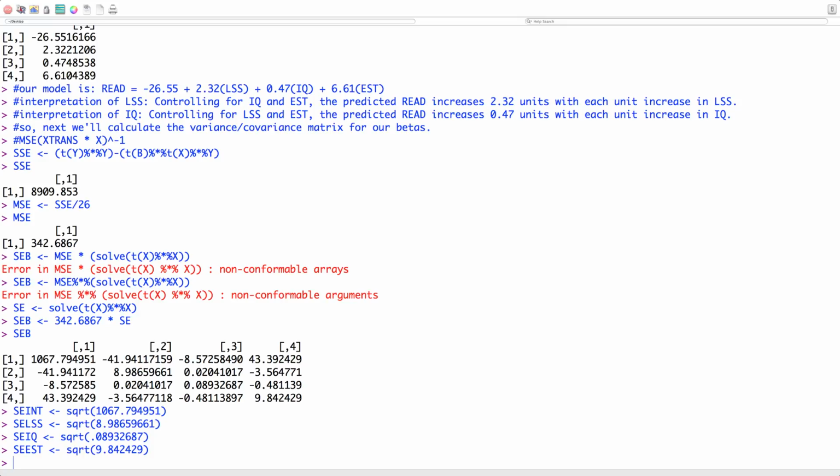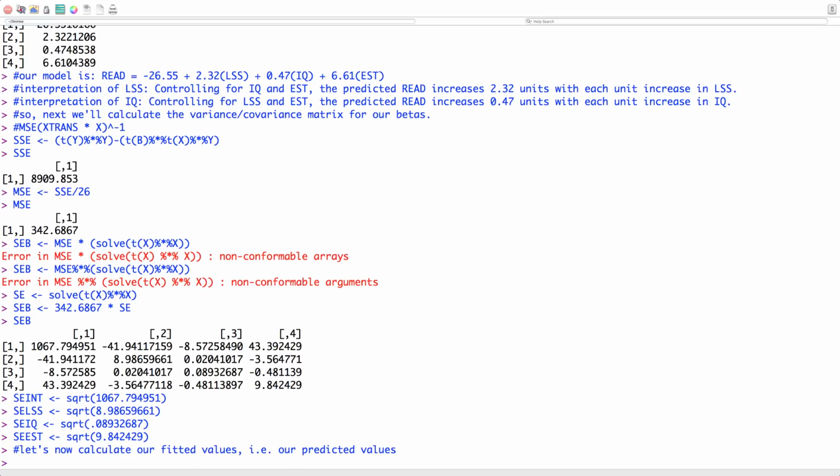Now, thinking ahead, where are we going to need the standard errors for our betas? Well, we're going to need those when we get into our inference, where we calculate the test statistic. Okay. Now, the next thing I want to do is calculate our fitted values, in other words, our predicted values. Remember, our fitted values deal with the hat matrix.